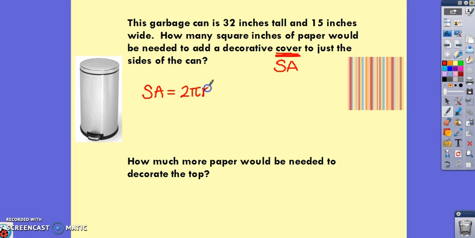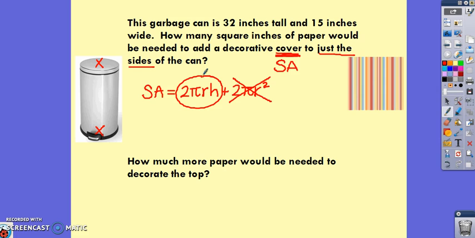2 pi r h plus 2 pi r squared. And here's the fine print. I want you to cover just the sides of the can. So how would we not include the top and the bottom circle? It's actually pretty easy. We would just ditch the 2 pi r squared, because remember, pi r squared is a circle, and if we're just doing the sides, we don't need either of those. So then you would only have to put your numbers into that part of the formula.